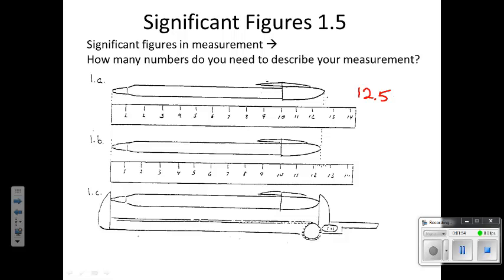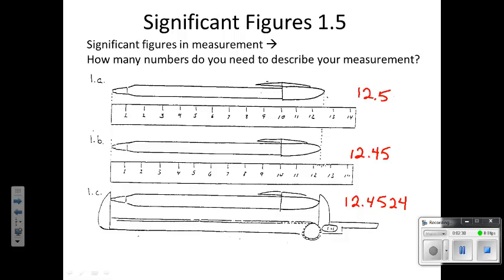Here's a ruler with the millimeter markings. Well, we can say it's a little bit less than 12.5, looks like 12.4, and we guess the fourth figure, right? So this is the issue of measurement: how many numbers you need to describe your measurement. And the calipers, depending on your skill in using it, will give you quite a bit more precision. Let's say 2 more numbers. So it gives me 6 numbers.